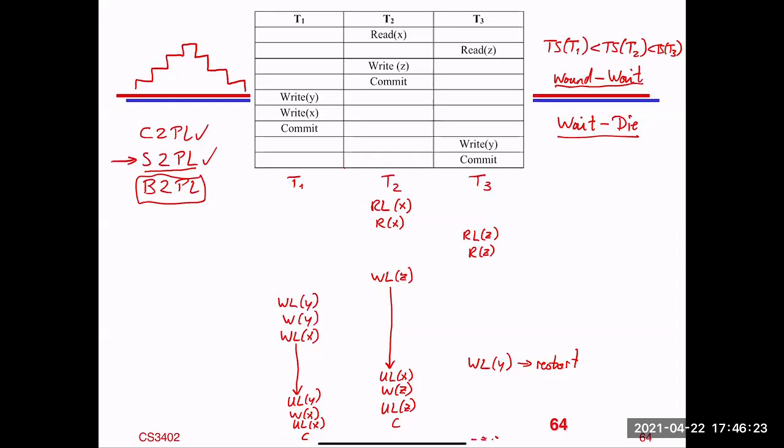Okay, so this brings us to the end of, okay, there's another question. So unlock Z in T2 is before unlock Y in T1. Yeah, strictly speaking, yes. Yes, it's open book.